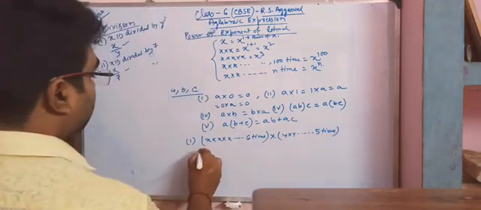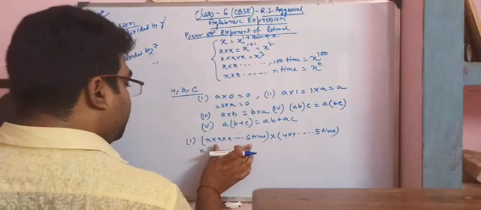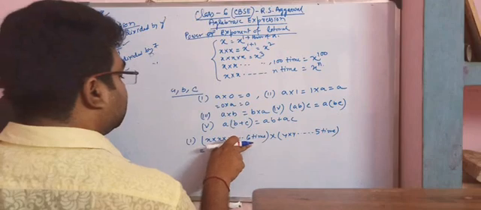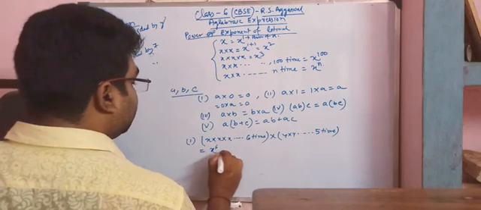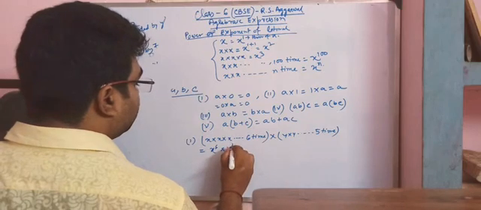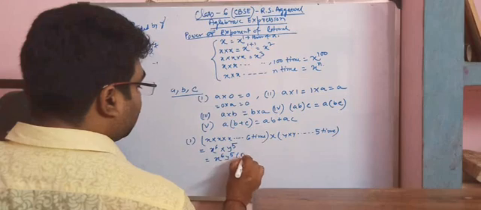Suppose it is given. So what will be my answer? My x is multiplied 6 times. How many times it is multiplied, that number should be the power. 6 times multiplied, that is x to the power 6. Here y is multiplied 5 times, so that's y to the power 5. That's equal to x to the power 6, y to the power 5. That will be my answer.